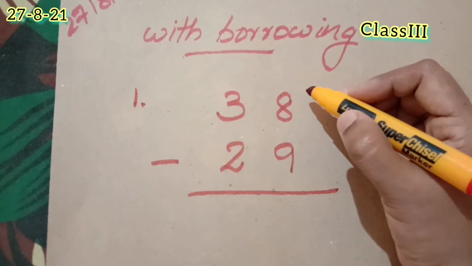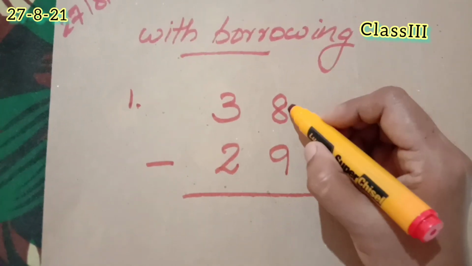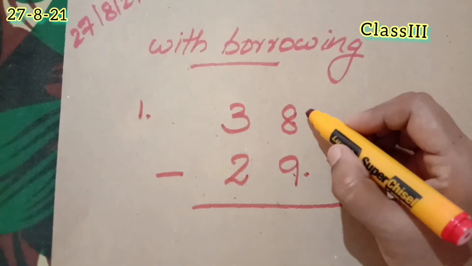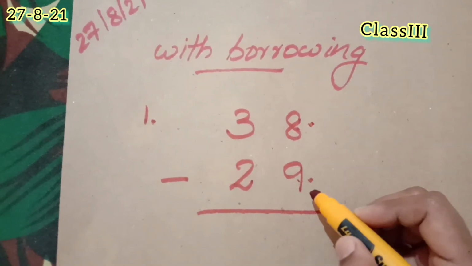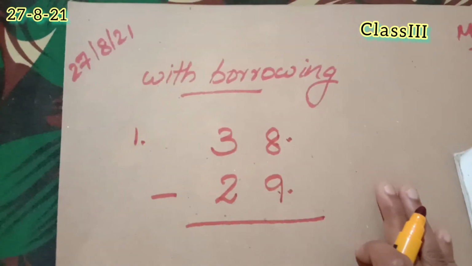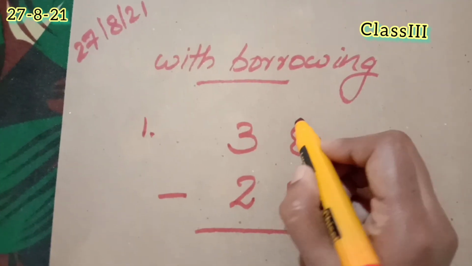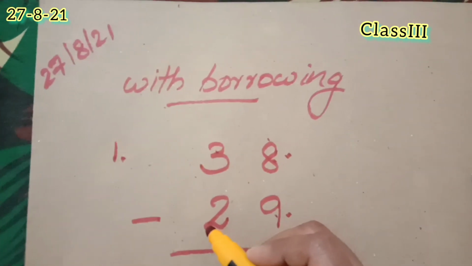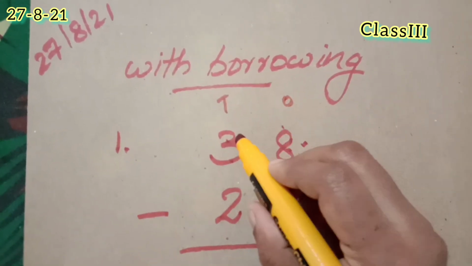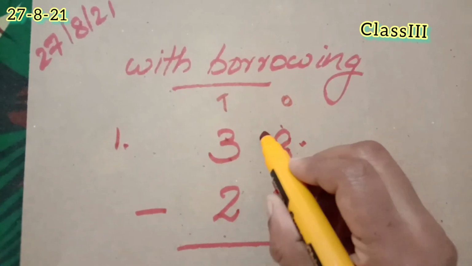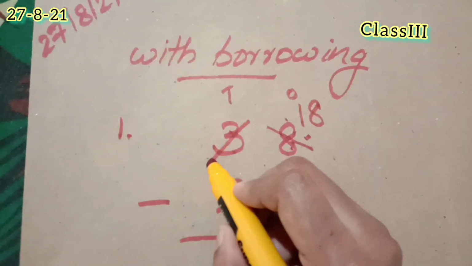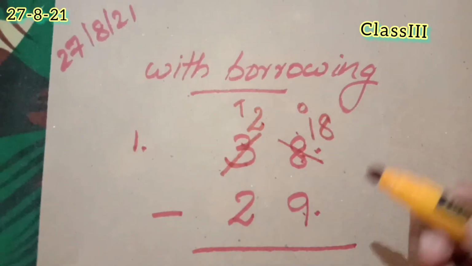Consider the numbers in ones place. Now look here, 8 minus 9. Here 9 is the higher number, 8 is the smaller number. So we can't take a higher number from a smaller collection, isn't it? So what will we do? We will borrow from the neighbor number. Who is here? 3 tens. So he will give his 1 ten to this number, 8. So this 8 changes into 18, and this 3 is reduced to 2.